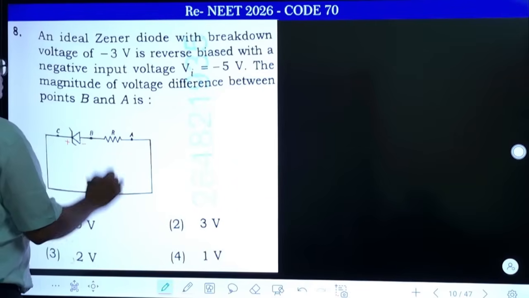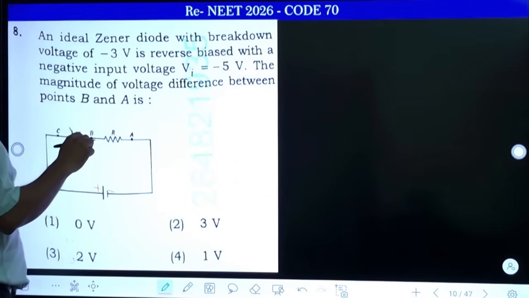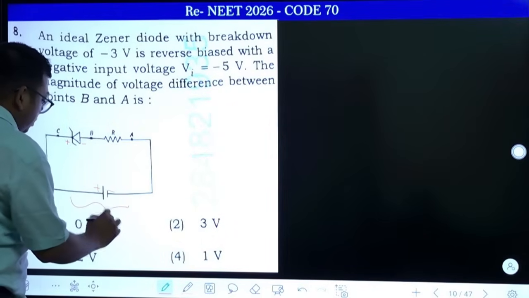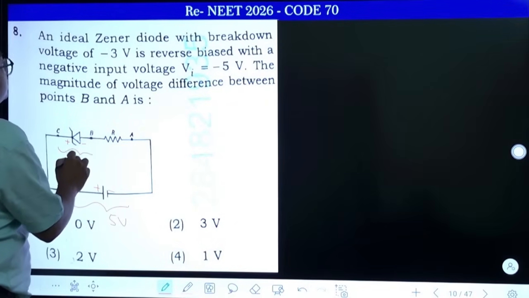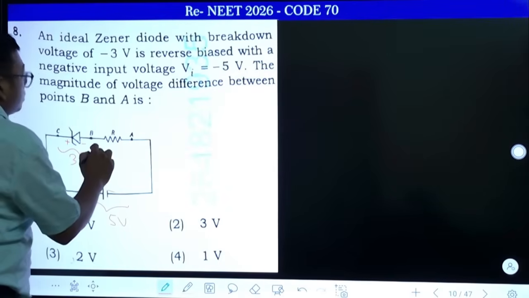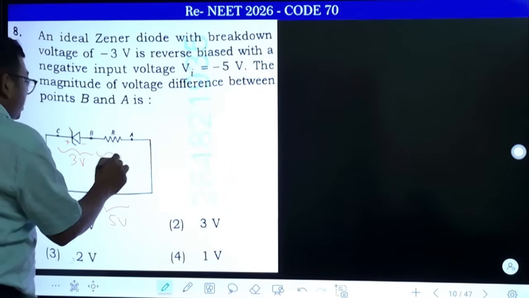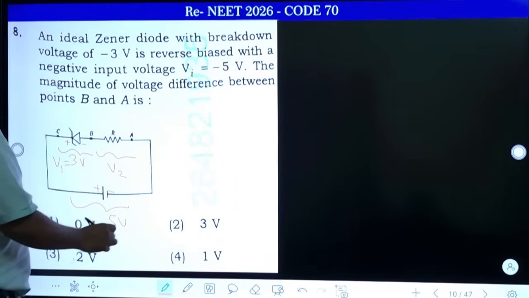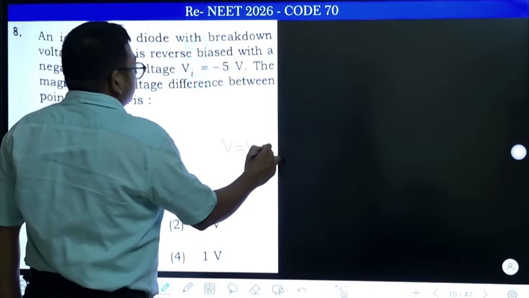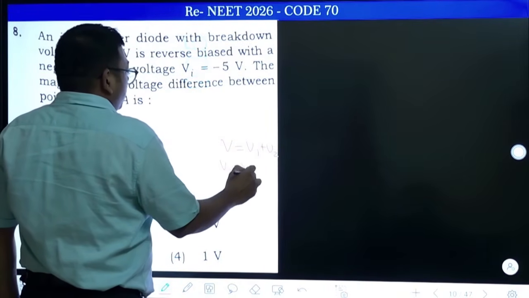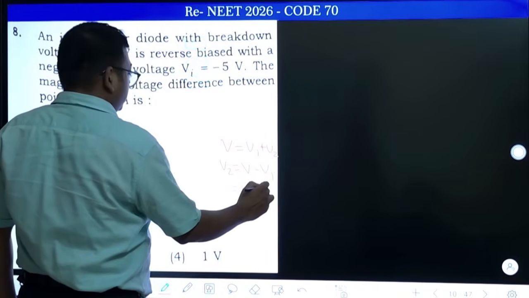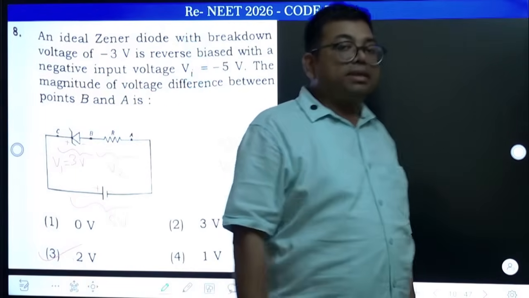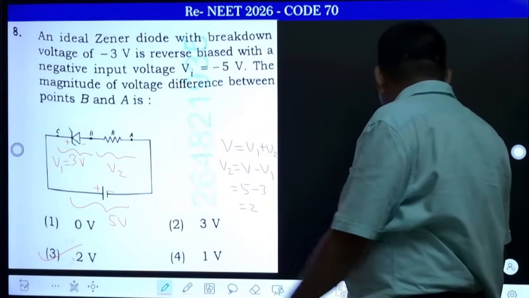So total voltage that they are applying, minus 3 volt, is reverse bias with negative input voltage. So this input voltage, this voltage difference is 5 volt, and this voltage difference they have given 3 volt, right? So they are asking the voltage difference between it. Simply let us take this as V2 and this is V1, so total V is equal to V1 plus V2, correct? So V2 will be V minus V1 simply. So 5 minus 3, that will be 2 volt. Simple. Unnecessarily by giving signs they try to confuse you. Okay, let us move next.